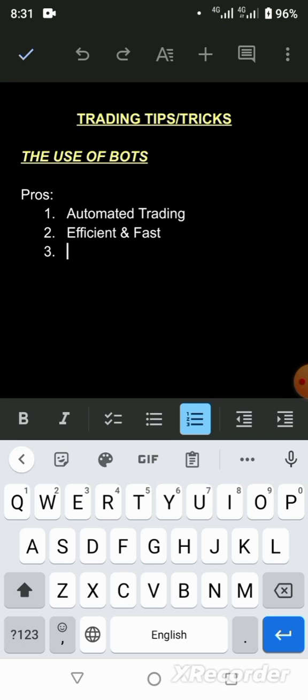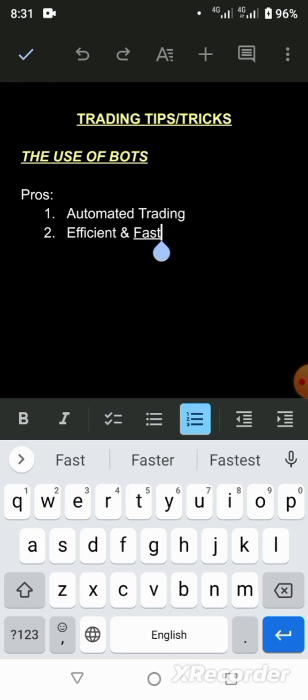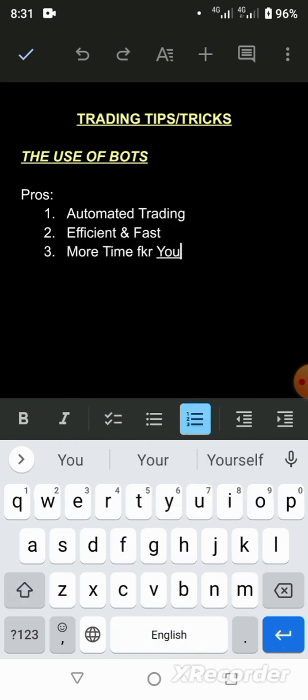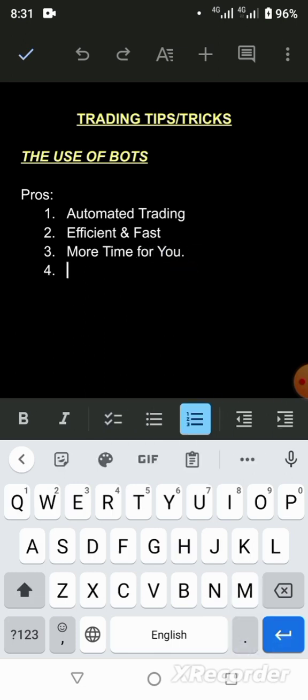But with bots, you can do this and still have a whole lot of time to do any other thing you want. All right, and then number three, more time for you. Bots give you more time for yourself, like you have time to do other things.